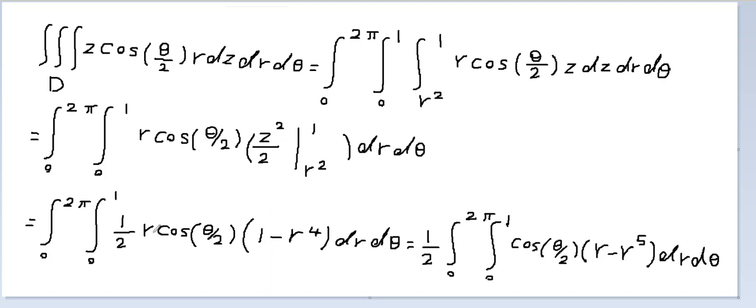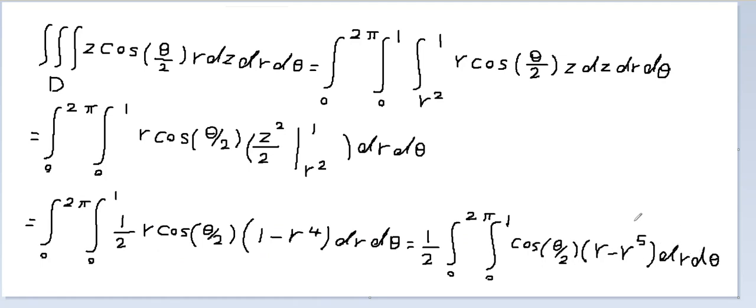So this equals, the 1/2 moves out as a scalar, the integral of cosine theta, and this one, look at here, r times 1 is r, minus r times r to the power of 4 is r to the power of 5, dr d theta. Okay, so everything is correct. 1/2 cosine theta, and this time it becomes r minus r to the power of 5 dr d theta.